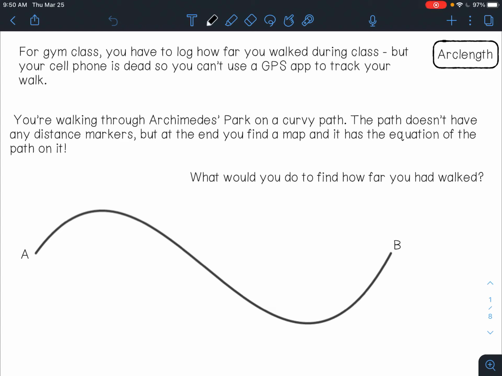Let's talk about how we can use calculus to find the length of a curve. So to set this up and to figure out the formula, let's think about this scenario.